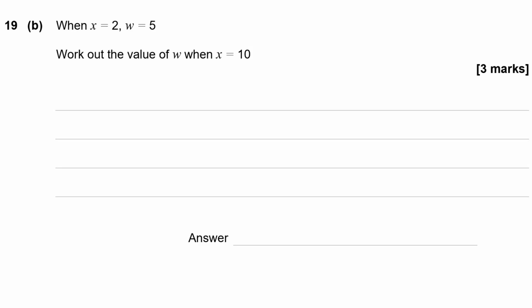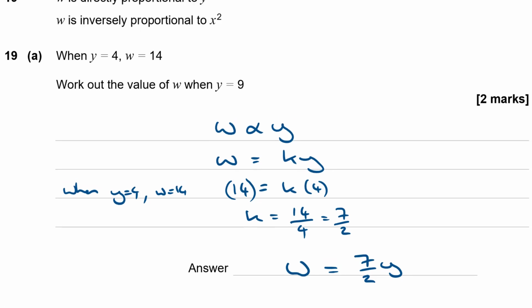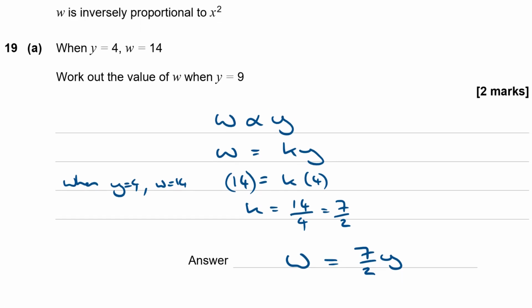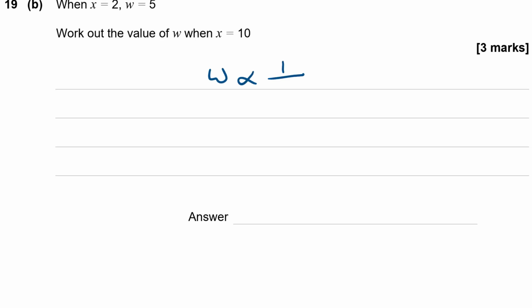Part B is to do with the relationship between x and w. Now you remember that w is inversely proportional to x squared. So let's write that down first. W is inversely proportional to x squared. Okay, so we're then replacing that little proportionality symbol, making it an equation. We get w equals k over x squared.